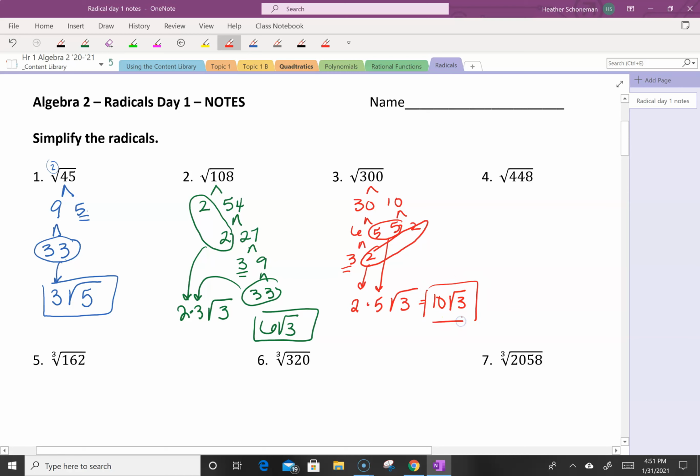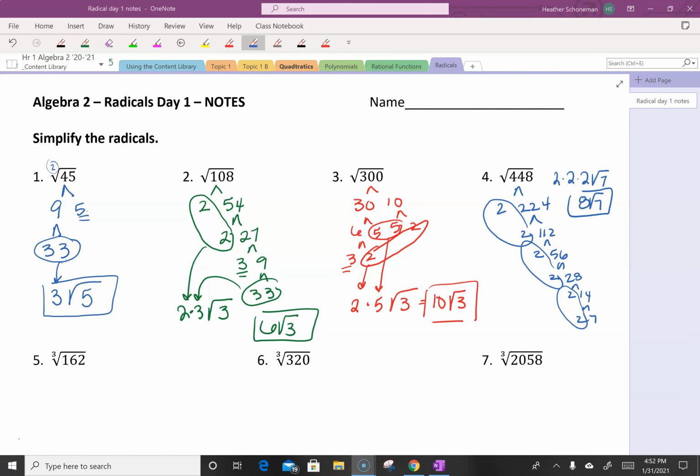All right, I want you to pause the video and see if you can come up with how you would simplify the square root of 448. Okay, on this one I wasn't sure where to start with 448, so I just kept dividing it by 2 and worked my way down. Turns out I had 3 2's. Even though we think 3 times 2 is 6, that's not our answer because 2 times 2 is 4, times 2 is 8, so we get 8 square root 7.